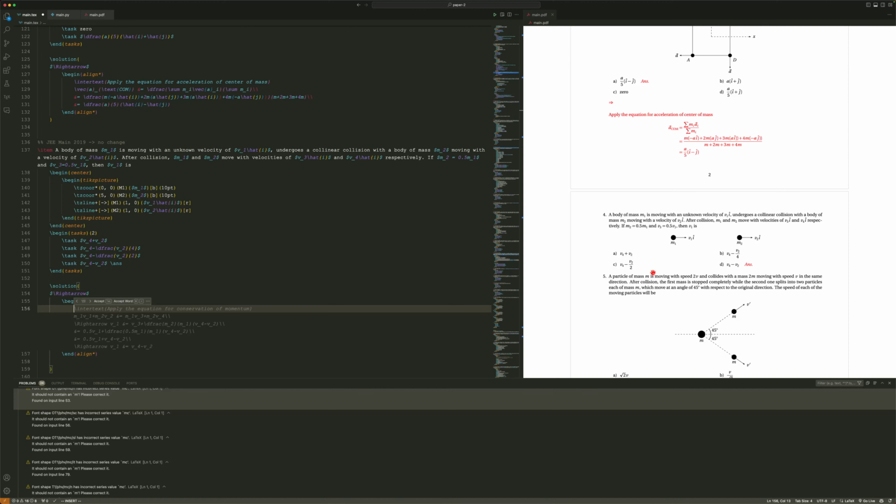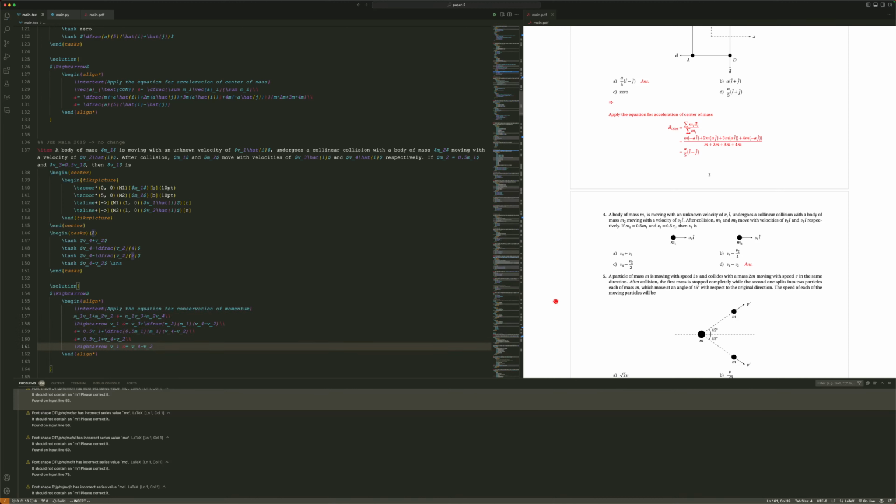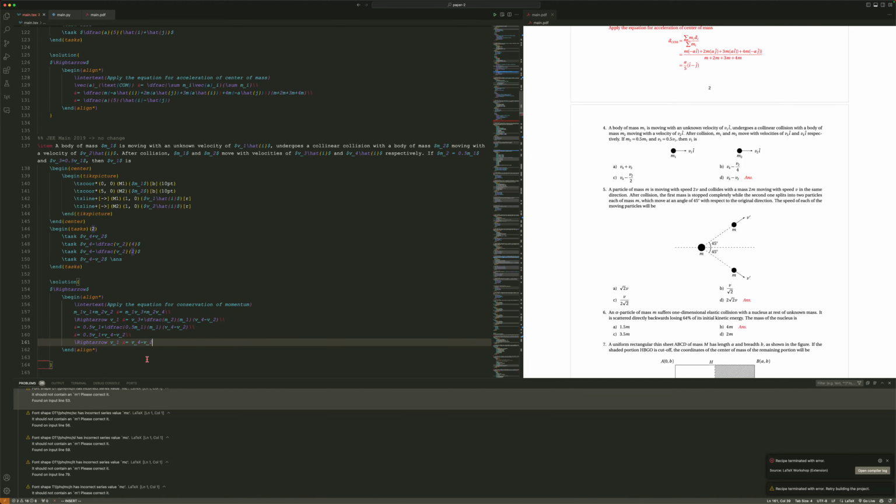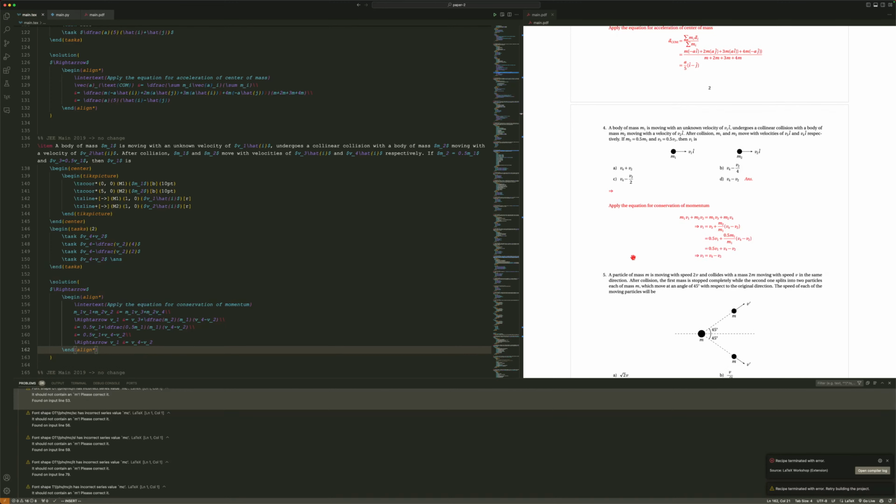After collision, m1 and m2 move with the velocities v3 I cap and v4 I cap respectively. m2 is 0.5 times m1 and v3 is 0.5 times v4. Then v1. I think it's pretty simple. It should be pretty straightforward. Yeah, let's run the Copilot thing and see what it's providing. Oh yes, there's a problem with the line number. Let's rerun it again.